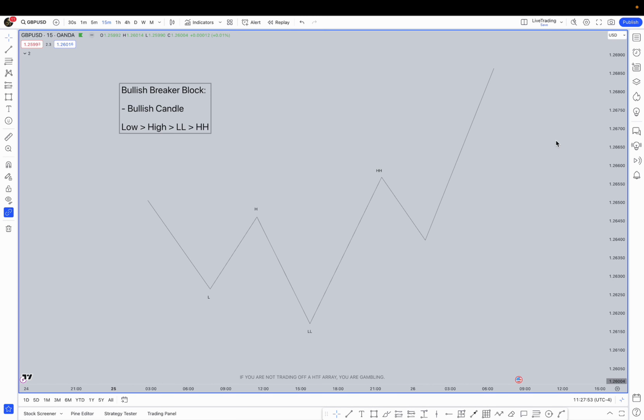Vice versa for a bullish breaker block. A bullish breaker block is a bullish candle, and you can identify it with a low, a high, a lower low, then a higher high, and the bullish candle from the low to the high is your bullish breaker block.